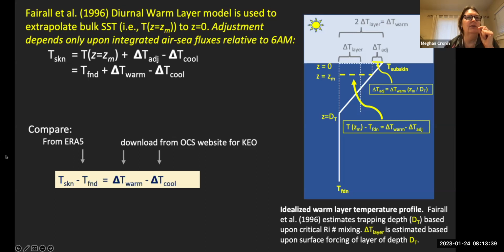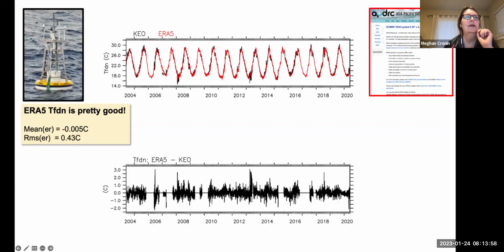What I'm going to do is compare that warm layer minus the cool skin to the ERA5 skin minus foundation, and also the ERA5 foundation to the KEO foundation. And here we go. The black line is the KEO sea surface temperature, and the red is the ERA5 foundation temperature. And that actually is really pretty good. I got this from the APDRC website, which I love, love, love.